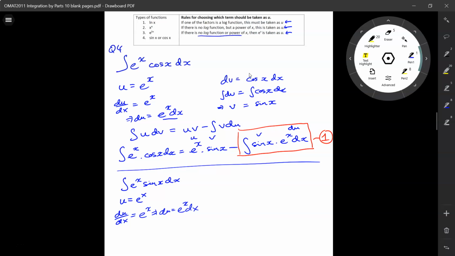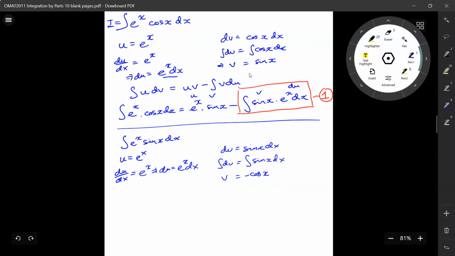Now at the start, I should have specified that we're going to let this equal I. So that's my du, and on this side we let dv equal everything else, sine of x dx. We integrate both sides, and that gives us v equal to minus cosine x. So we fill those values into our integration by parts rule: the integral of u dv is equal to uv minus the integral of v du.